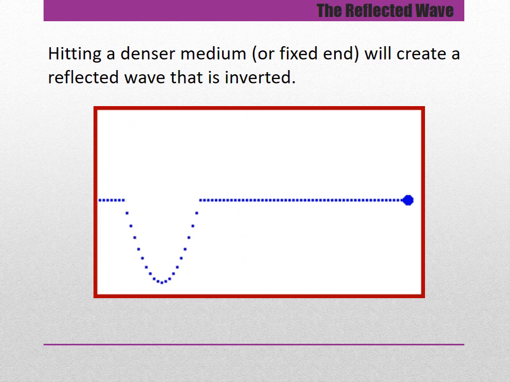Hitting a denser medium or a fixed end will create a reflected wave that is inverted. So if I'm sending a pulse down a slinky, if the person on the other end is holding that end tightly, that wave will come back inverted.